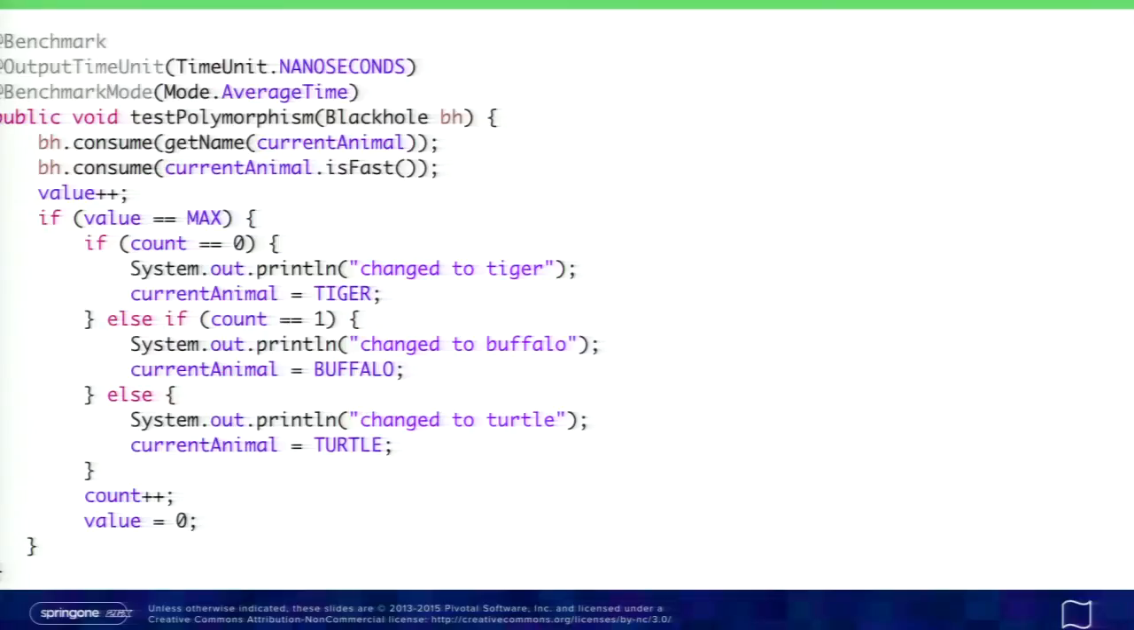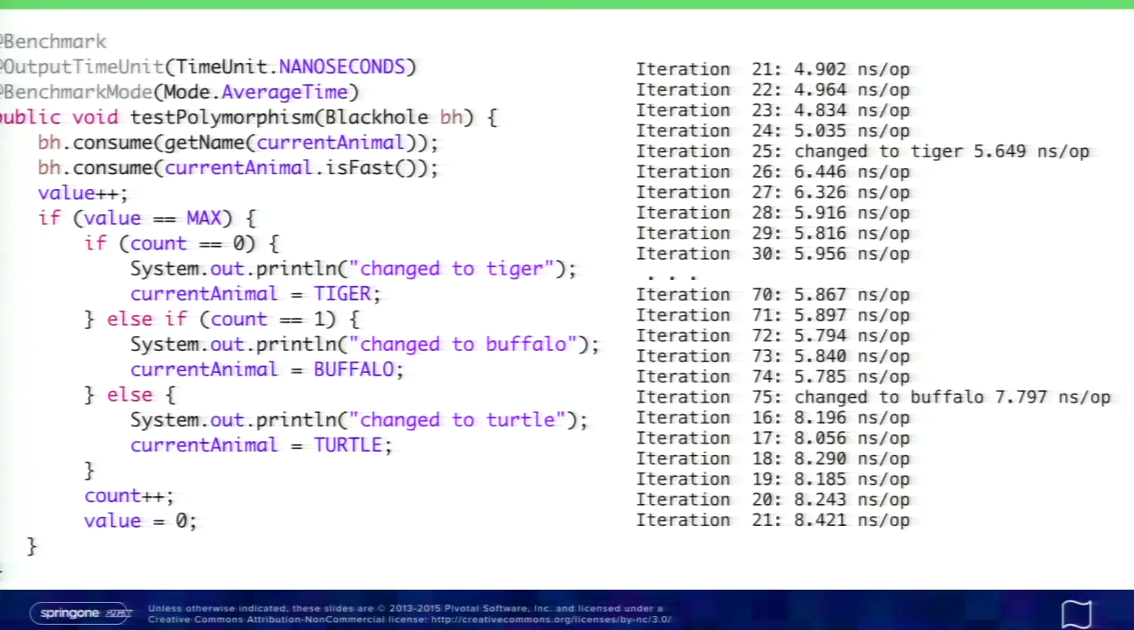So now I'm going to add in a buffalo. And I run my test. And here I see, so I go from about 5 nanoseconds up to 6.5 nanoseconds when I change from a turtle to a tiger. And then when I change from a tiger to a buffalo, I go from about 5.5, 6 to up to 8 there. Right? So once I have 3 animals, I've lost this optimization.